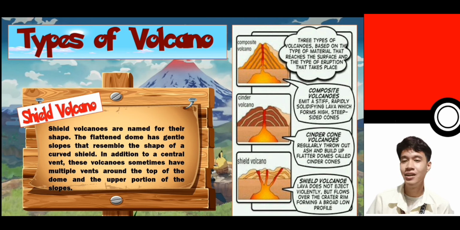The Hawaiian Islands are made up of shield volcanoes, including the largest active shield volcano in the world. An example of a shield volcano in the Philippines is Mount Mariveles.